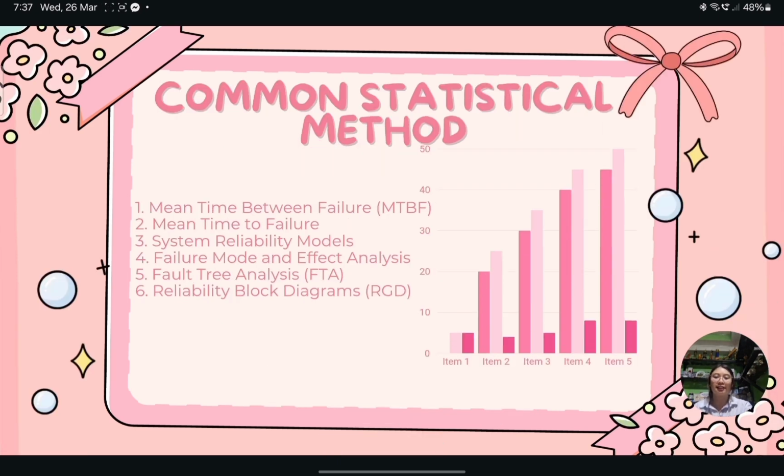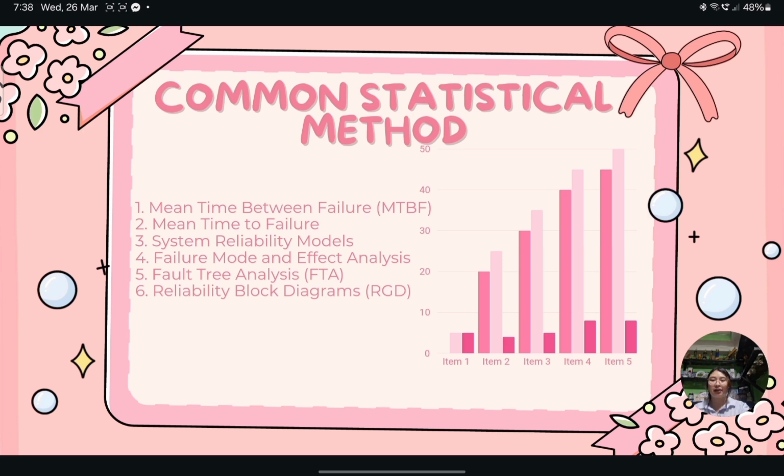There are 6 common statistical methods mentioned here. The first one is the mean time between failure, or what we call the MTBF, mean time to failure, or what we call the MTTF, system reliability model, failure mode and effect analysis, fault tree analysis, or what we call the FTA, reliability block diagram.